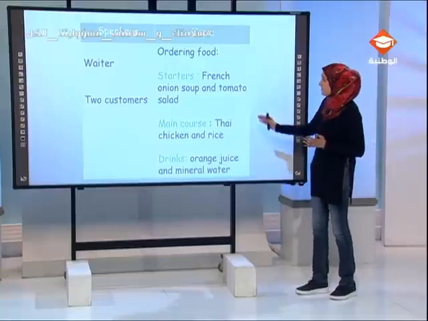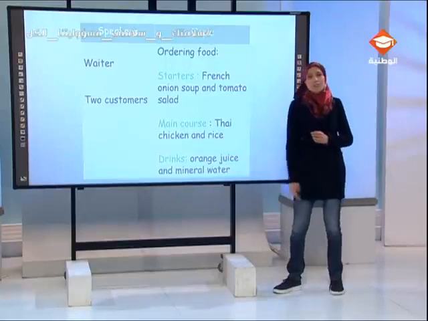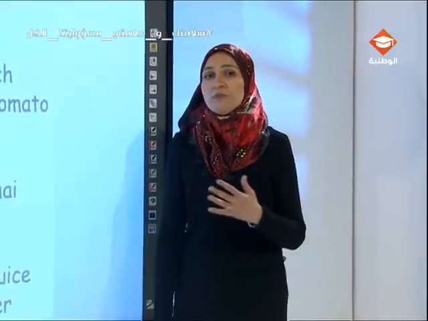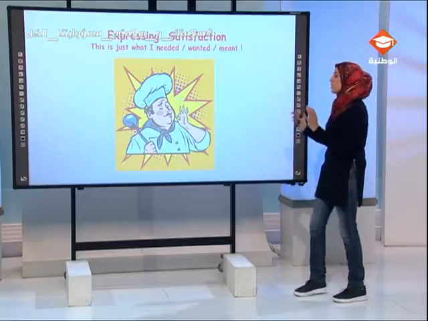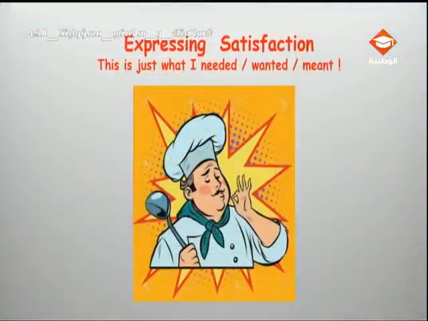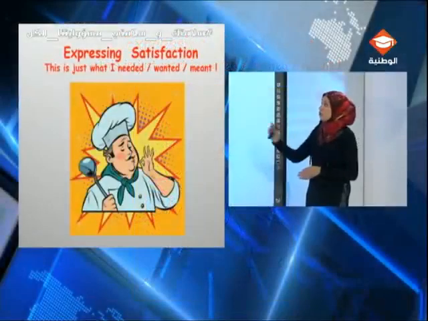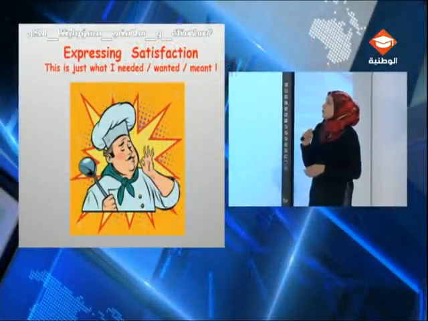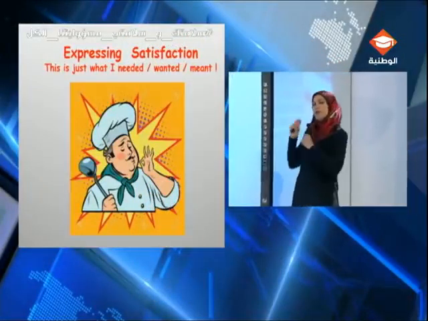So after having these meals, and especially the Thai chicken, which is something new for us, what will be the reaction of the customers? Are they going to be satisfied? Maybe. If they like the food, they will express their satisfaction. To express their satisfaction about the food, they need to say it in a given expression like, this is just what I needed, or this is just what I wanted, or this is just what I meant, or this is just what I wanted to eat, or something like this. And remember to put the exclamation mark and raise your intonation, okay?